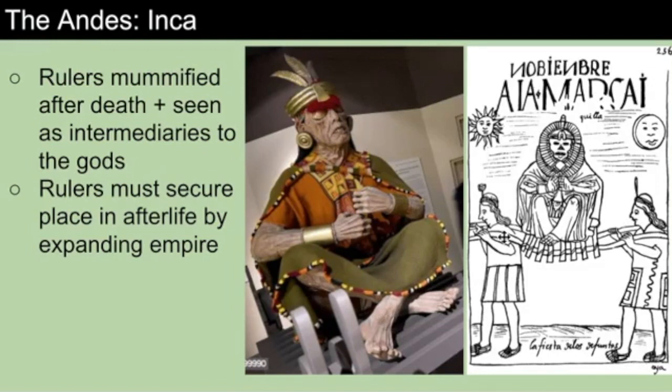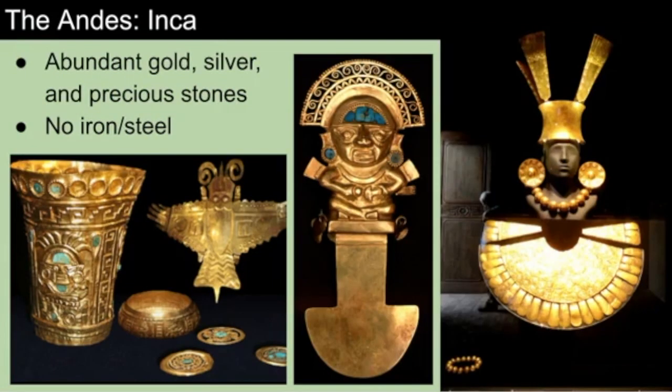In order to secure this important position, Incan rulers had to expand the empire, sort of proving their strength and their divine favor, which means that the Incan Empire, even though it wasn't as human sacrificey as the Aztecs, was constantly conquering its neighbors, which means they're also going to be making some enemies that the Spanish can later turn against them. And the Spanish are going to end up attacking the Inca because one big thing that's distinctive about the Inca is they had so much gold.